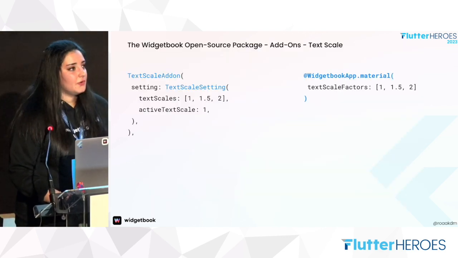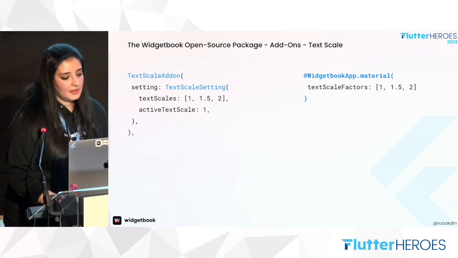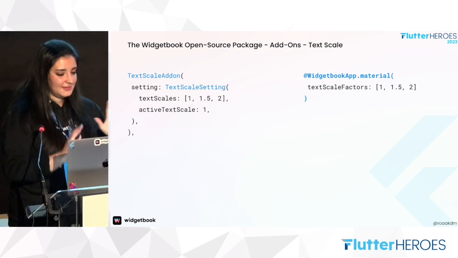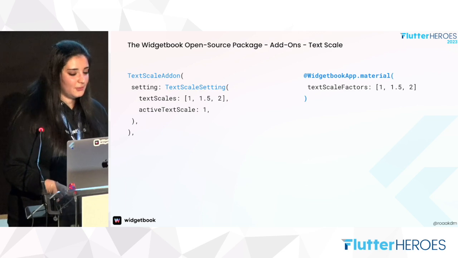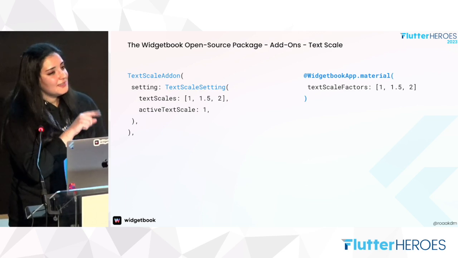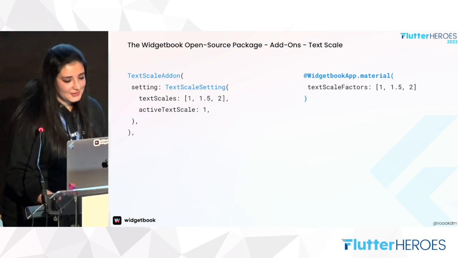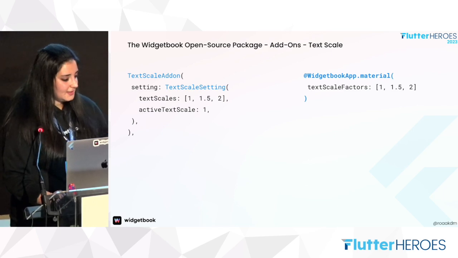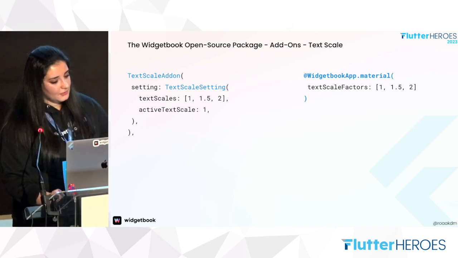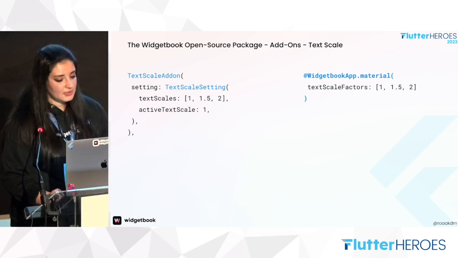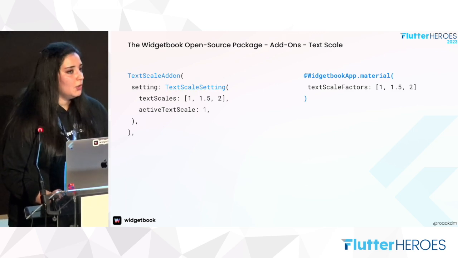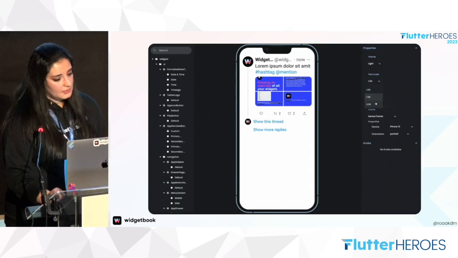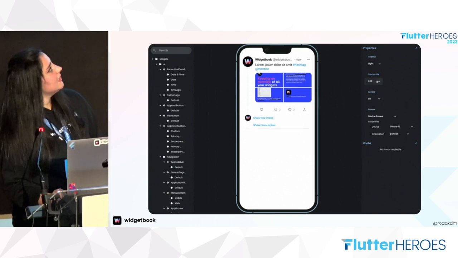And you can also test for different text sizes. I know, like a lot of people, when you hold their phone, the text is like this much, and you want to make sure that all the UI doesn't show that yellow stuff that Flutter screams at us when there's an overflow. So you can test this by using a text scale add-on with, of course, the code generation alternative would be just adding a text scale factors in your original Widgetbook app annotation. And now you can see what it looks like. And yay, no yellow lines.